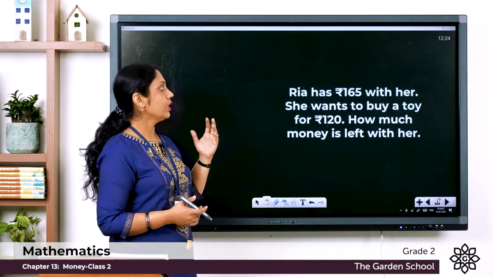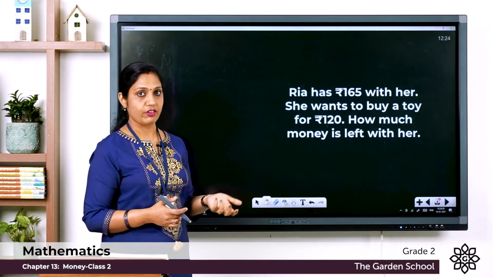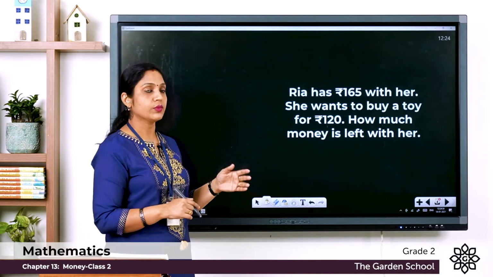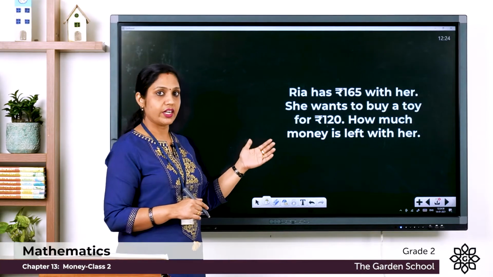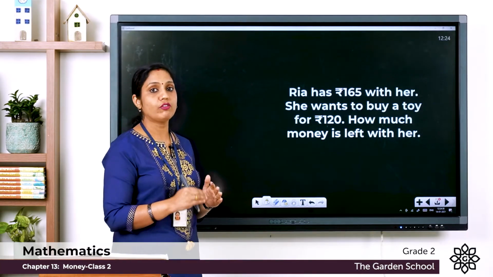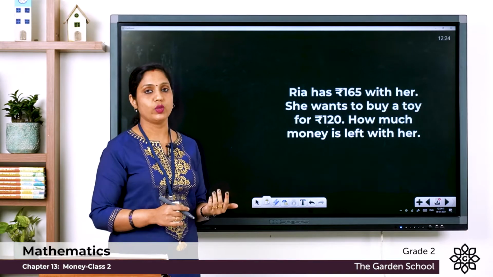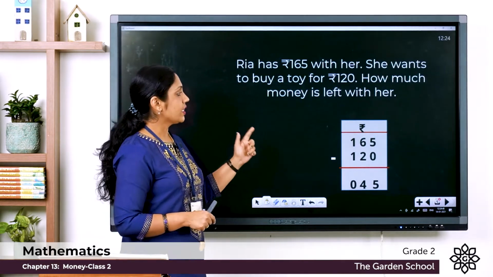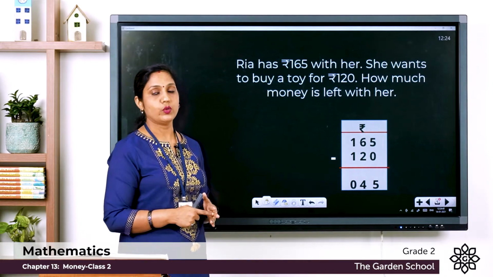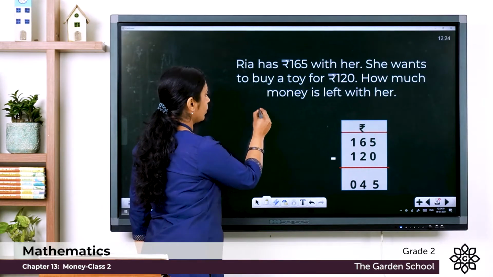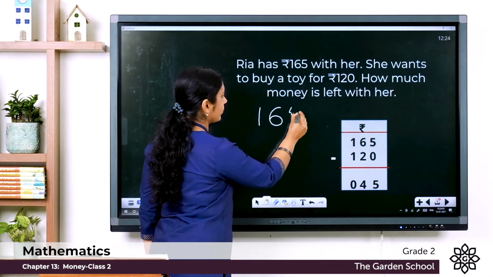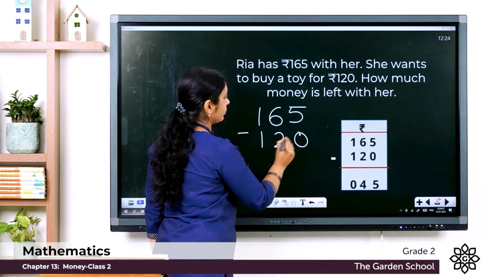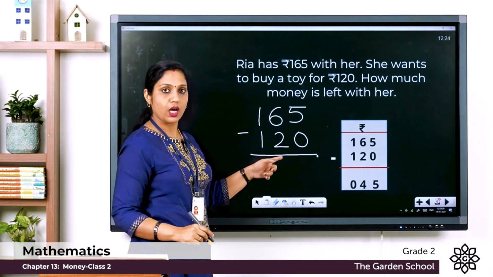Here also Riya is having 165 rupees and she wants to buy a toy for rupees 120. Which is greater? The amount which Riya is having is greater, that is 165. So we have to find out how much money is left with her after buying the toy. So 165 minus 120. We have to subtract 165 minus 120. Here you can see both are 3-digit numbers.